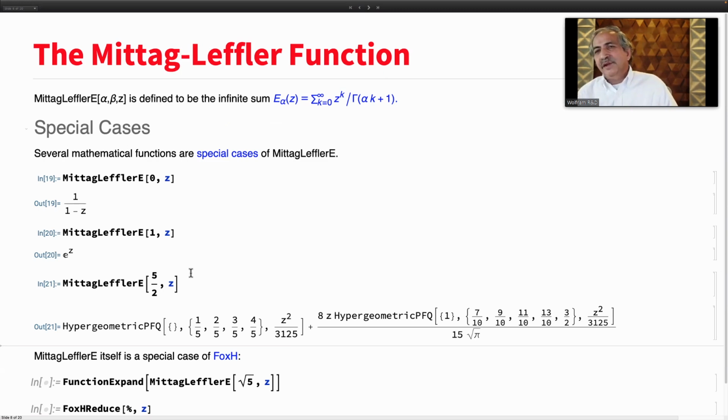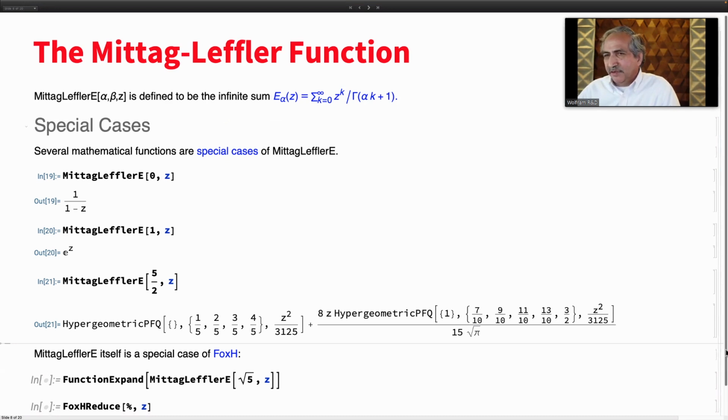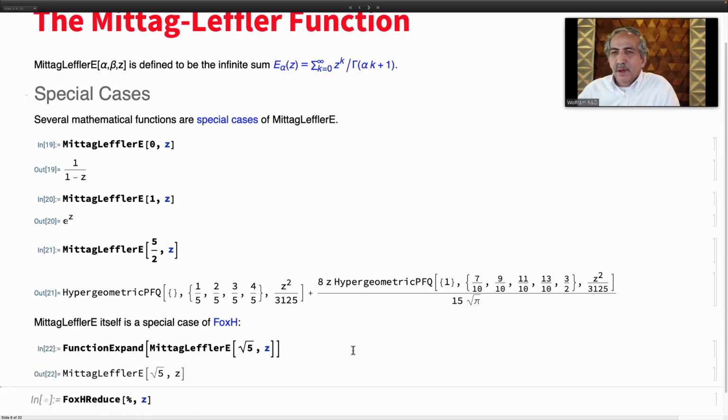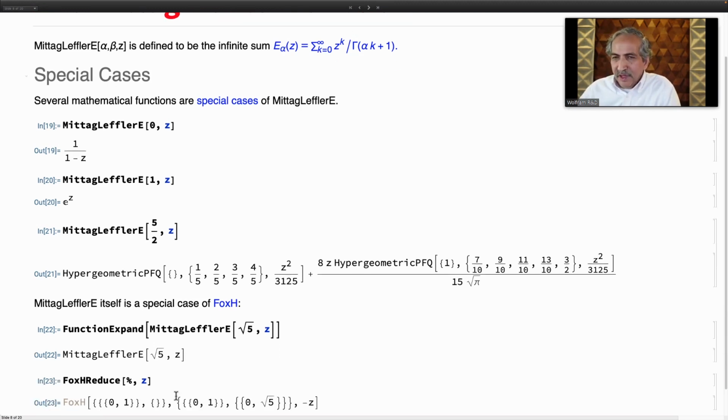So Mittag-Leffler is certainly a kind of special function, but on its own, it's not general enough. In fact, it's a special case of the mighty Fox H function. So that's Mittag-Leffler of square root of 5. FunctionExpand does nothing, but if you go to FoxHReduce, then it gives back the expression for Fox H. So Mittag-Leffler is the central function of fractional calculus because it includes the exponential function, and it goes far out enough that you can do fractional calculus with it.